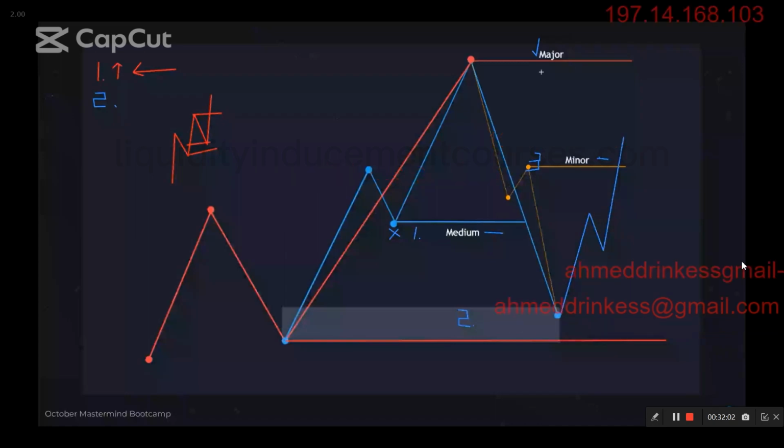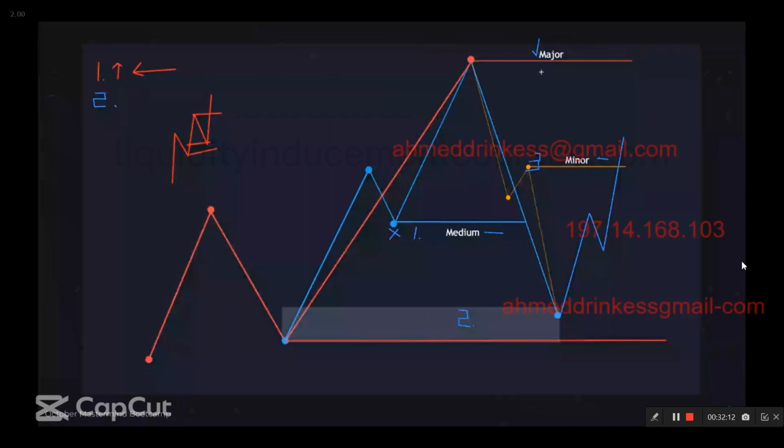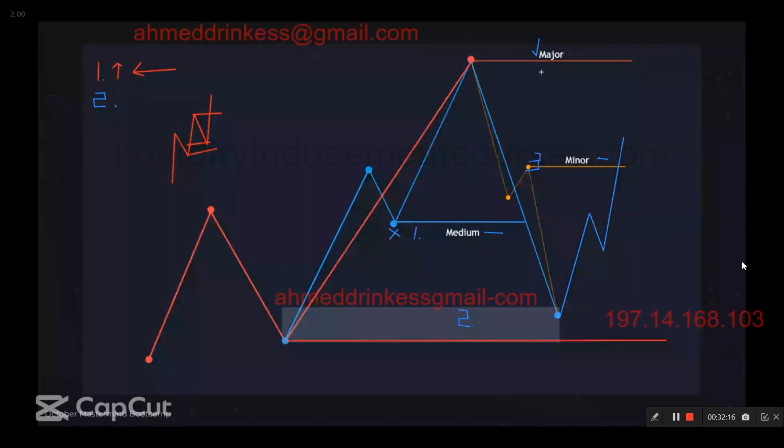But let's just say if you're targeting a major, you always need to collect medium at the minimum. If you are targeting a minor, you need to collect either a minor or a medium. And to collect a medium, you always need to collect any 3 of them. You can collect another medium, another major, or a minor. Essentially, the inducement that you're targeting, you need a specific strength from a previous inducement to target there.